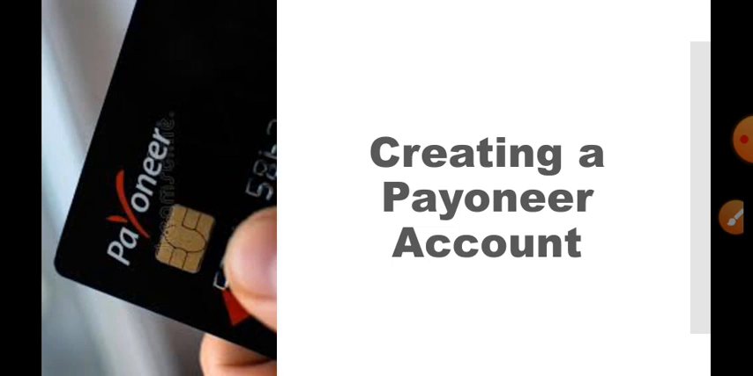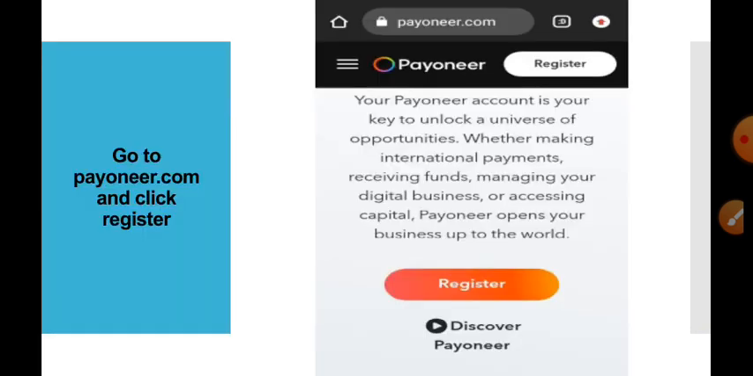Now the first thing we want to do is to create a Payoneer account. So you register at the platform. So what's the first step? The first step is to go to your browser and type payoneer.com on your browser. So it's going to take you to this page that you are seeing on your screen, and then you click on register down below.